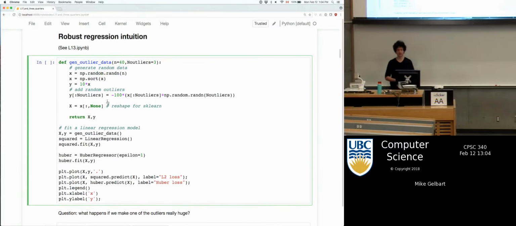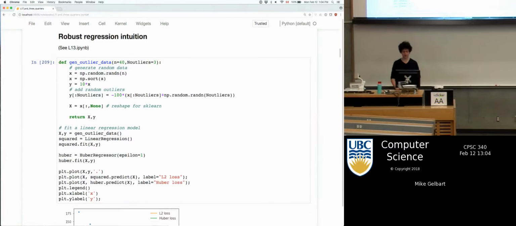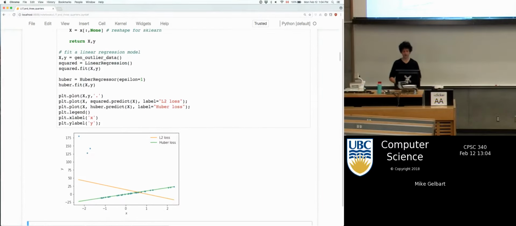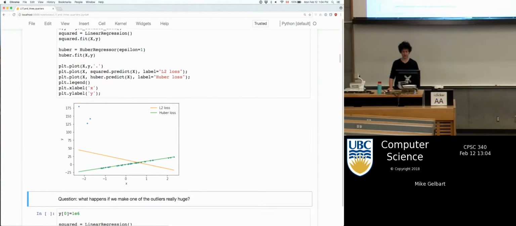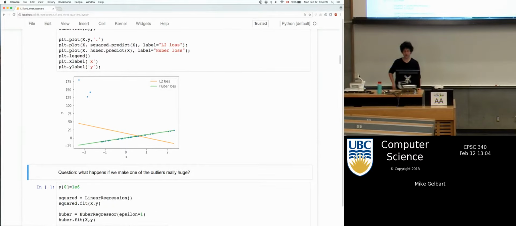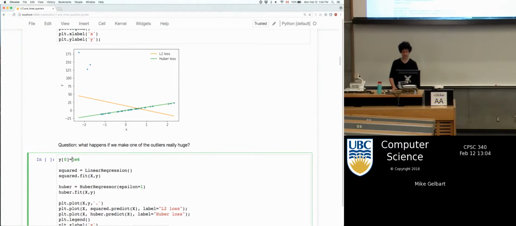Okay, so you can carry over that intuition to robust regression. So here's some code that generates some synthetic data in 1D. We saw this before, so I fit it with the Huber. It's robust. I fit it with least squares. It's kind of crazy. And now I can ask the question, what happens if we make one of the outliers really huge? So look at this line of code setting y0 to 1,000,000.